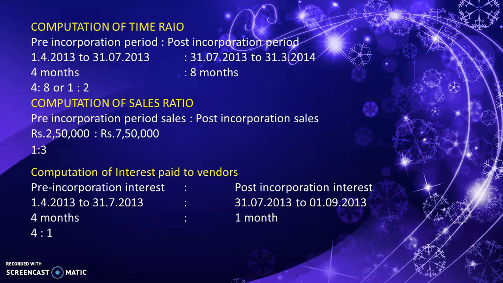Okay. See, time ratio 4:8, that is 1:2. Sales ratio 2,50,000 to 7,50,000, that is 1:3. Computation of interest paid to vendors. So here we can find like this: 4 months is the pre-incorporation period, and after July, for the month of August, they paid interest to the vendor. So 1 month. So 4:1. The total interest paid to vendors is to be apportioned as 4:1, and 4 times of interest should go in the pre-incorporation period column, and 1 time of interest should go in the post-incorporation column.